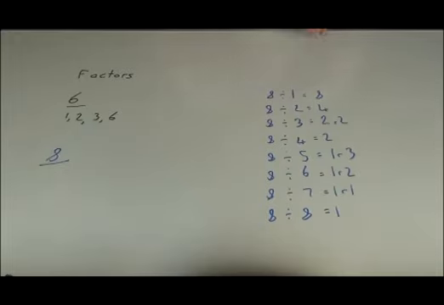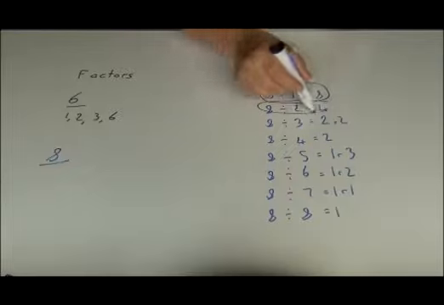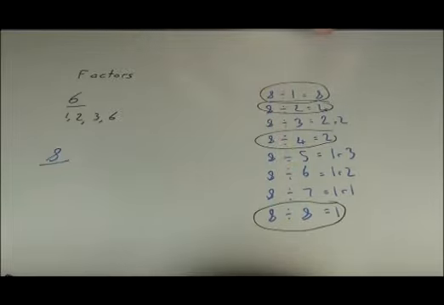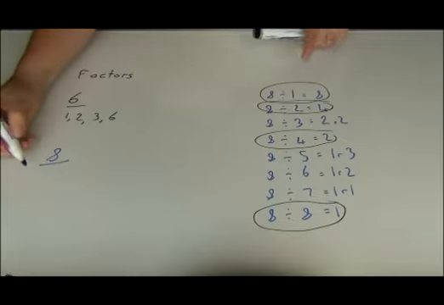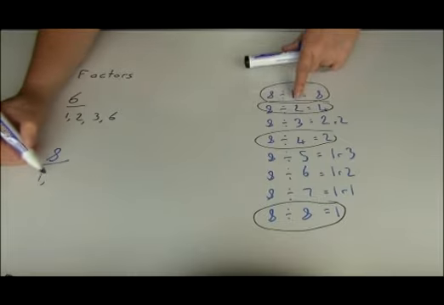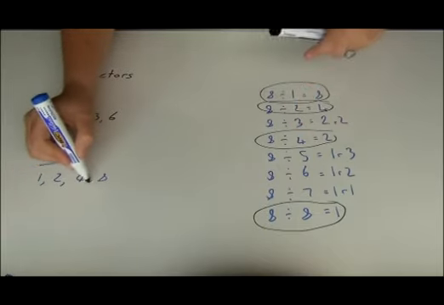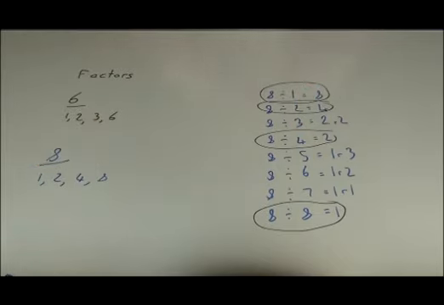So we're only interested in the ones that have got no remainder. So this one, this one, this one and this one, and that tells me that my factors of 8 are 1, 2, 4 and 8. So a number is only a factor if it divides exactly into the number you're given with no remainder. So have a go at the questions and I'll see you in the next lesson.